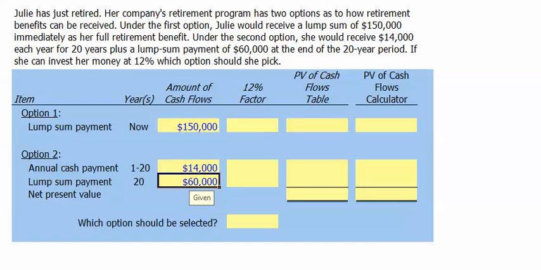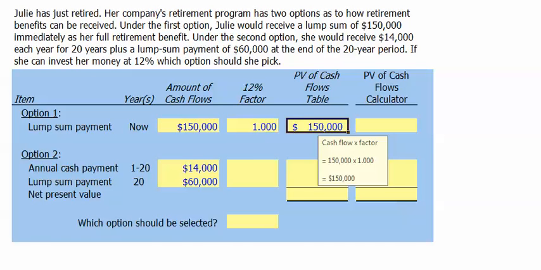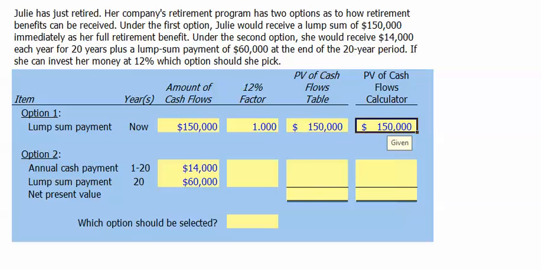The $150,000 that we receive now doesn't need to be discounted back, so our factor is just 1, and the present value would be the $150,000 times 1, or $150,000. We would get the same thing if we were using a financial calculator.